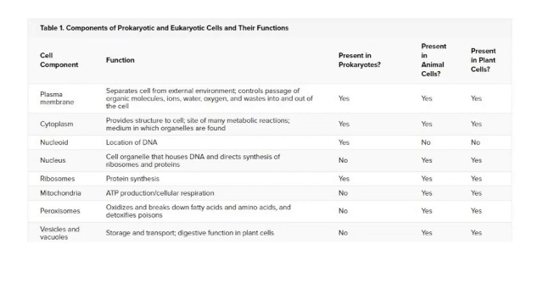So we can see we have the cell component, the function. Is it present in prokaryotes? Is it present in animal cells? Is it present in plant cells? So for instance, the plasma membrane. Its function is to separate the cell from the external environment. It controls the passage of organic molecules, ions, water, oxygen, and waste into and out of the cell. Is this present in prokaryotes? Yes. Is it present in animal cells? Yes. Is it present in plant cells? Yes. The plasma membrane is something that all cells have in common. So I'd like for you to take a few minutes to go through this table on your own time.